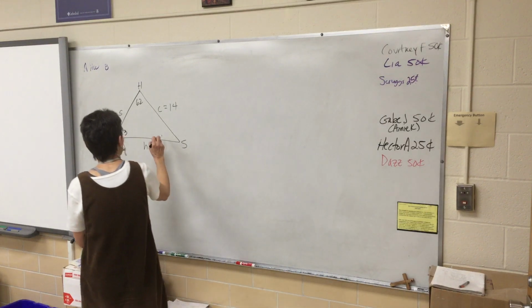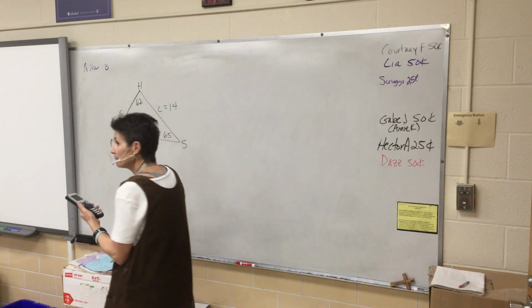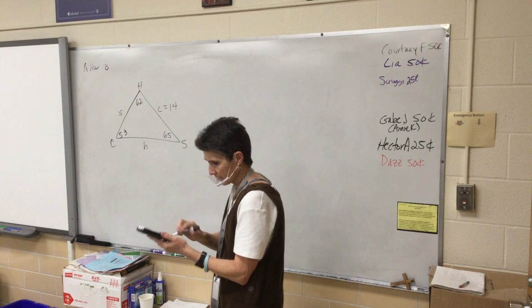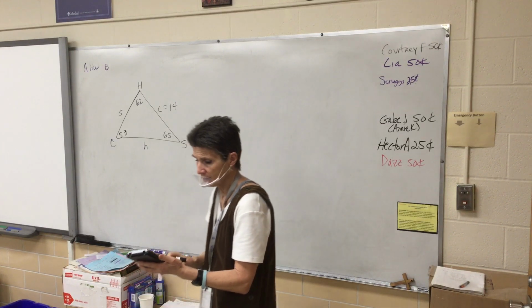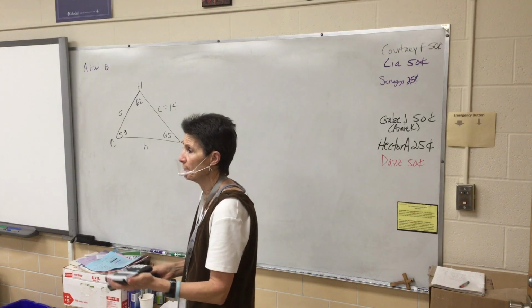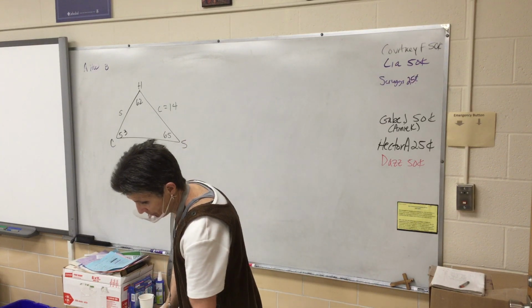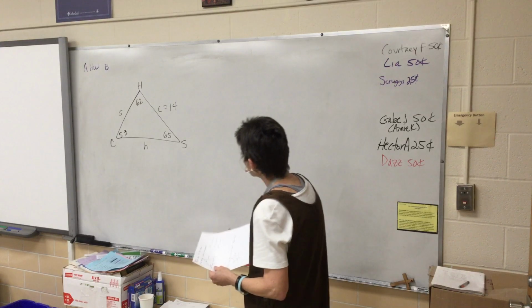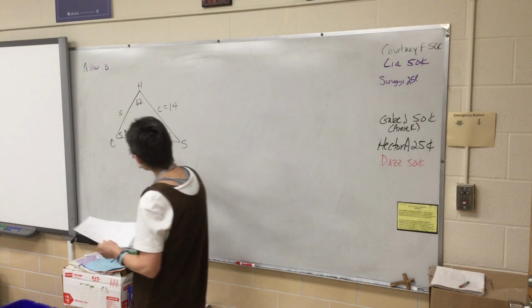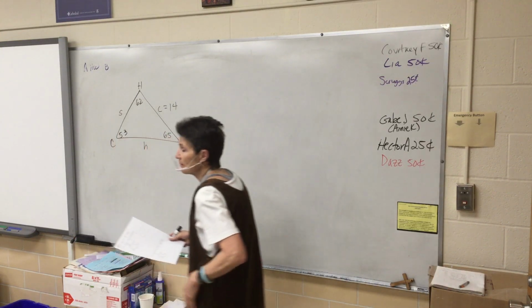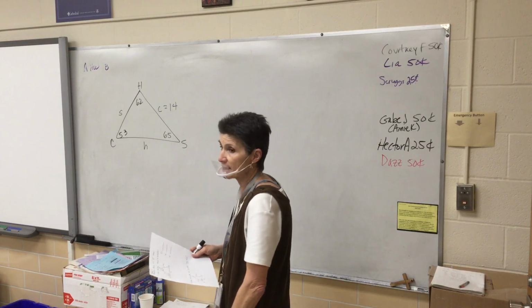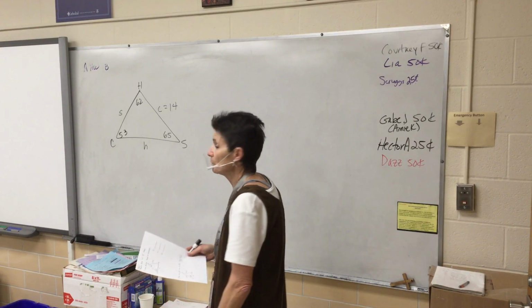So I got 65. Did you? So there you go. The problem is a third done, and all we did was subtract from 180. Okay? Now, we need to find either side H or side S. It doesn't matter. The order you do that doesn't matter. So which one would you like to find?